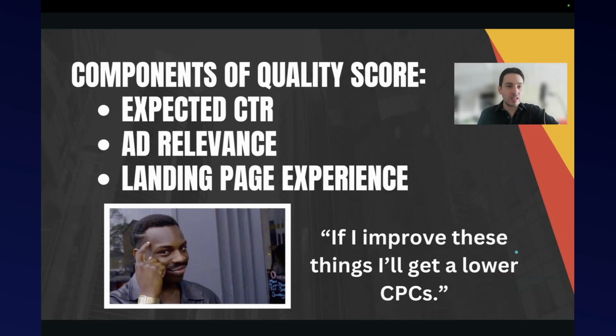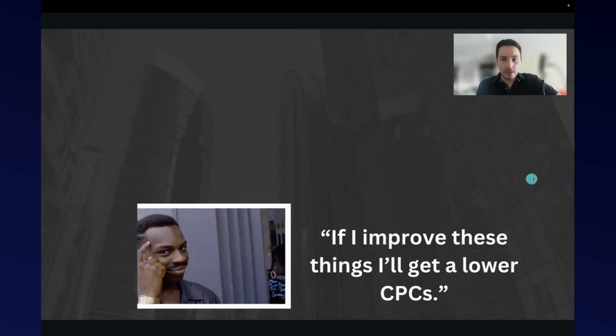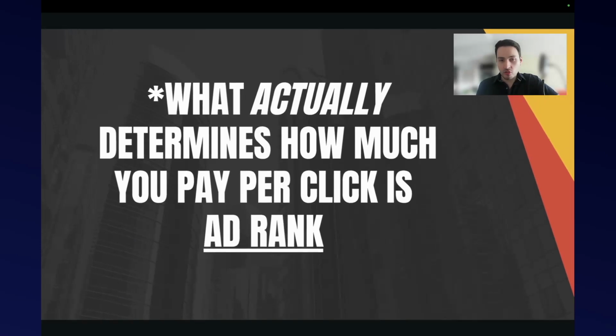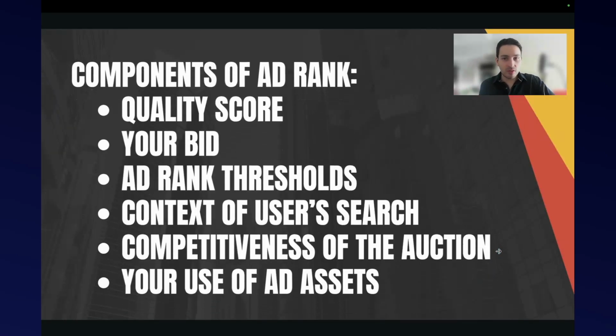So again, the thought is, okay, these are the components of quality score: expected CTR, ad relevance, and landing page experience. If I improve these, I'll get a lower CPC. The reality is that what actually determines how much you pay per click is the ad rank. And the ad rank has a lot of factors, quality score being one of them. But the ad rank is really what determines the cost per click. The components of the ad rank are the quality score, which are those 3 components, right? The expected CTR, landing page experience, etc. Then in the ad rank, you have to factor in your bid, which, if you're using automated bidding, Google is in control of.